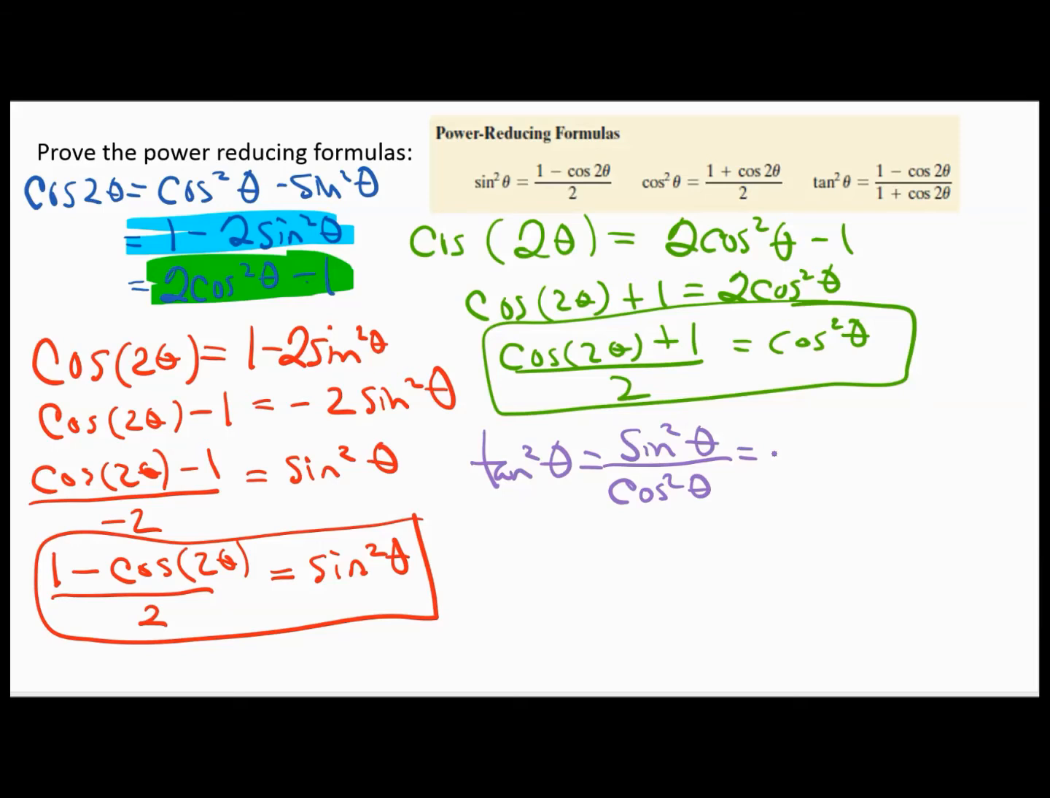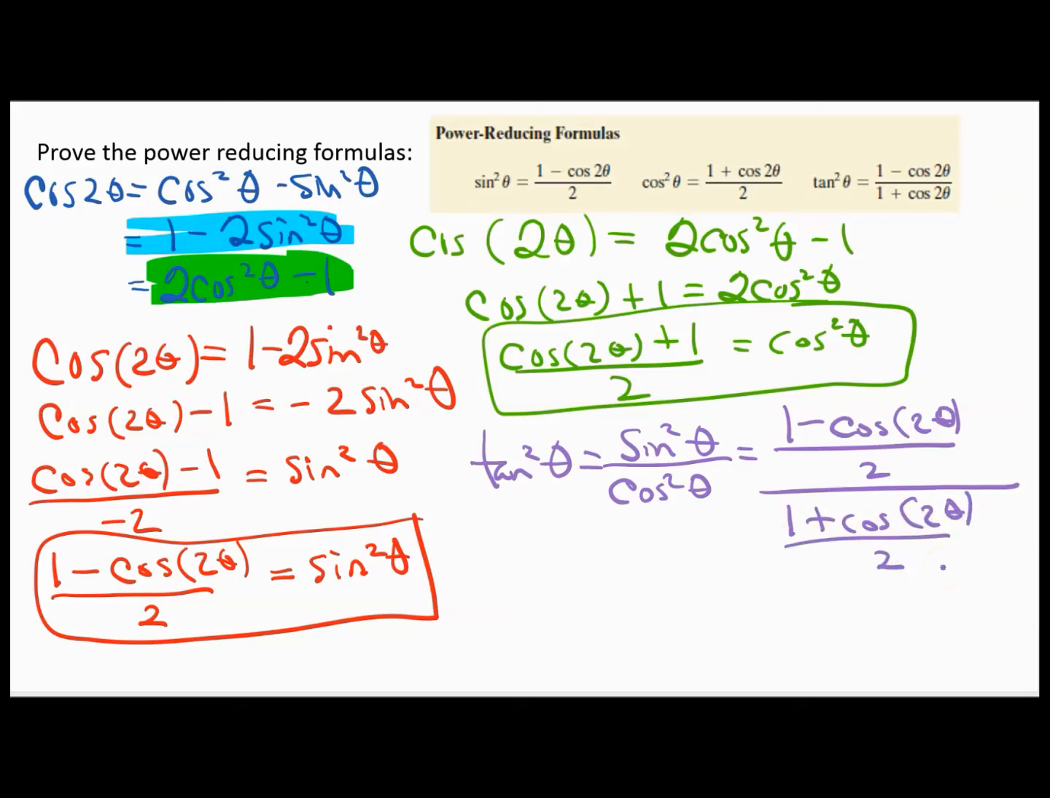Now, sine squared, we've already proven, is 1 minus the cosine of 2 theta over 2, or you can look right up here. So that's 1 minus the cosine of 2 theta divided by 2 over, now let's write cosine squared. I got that right up here in green, or right up in the middle here. That's 1 plus the cosine of 2 theta divided by 2.